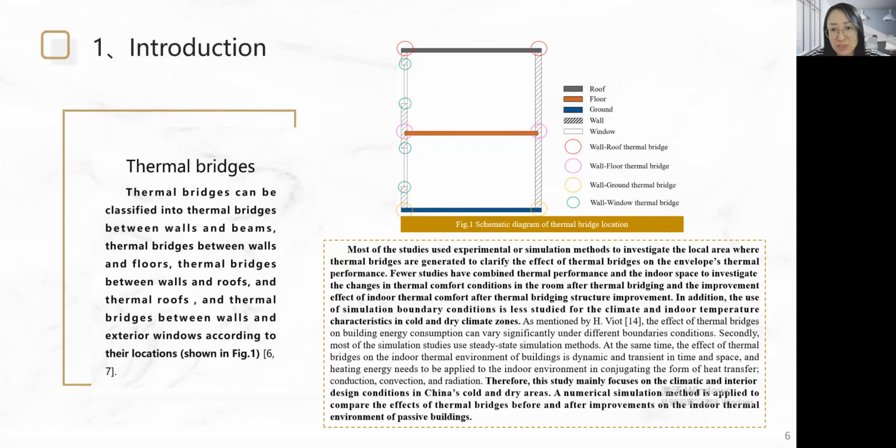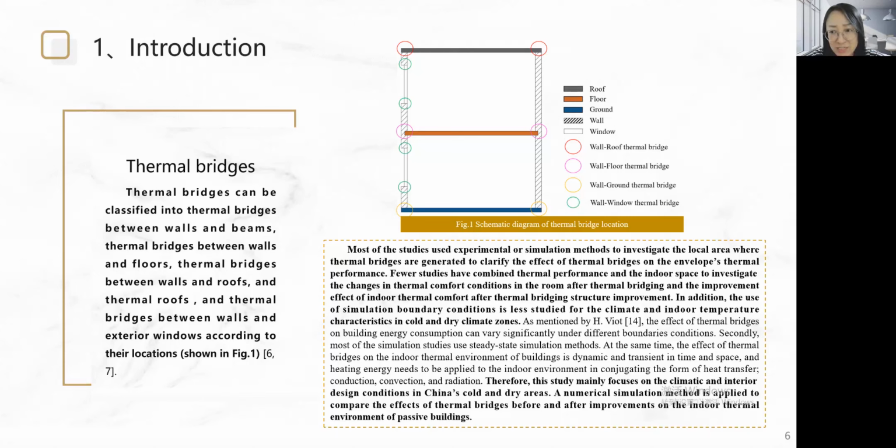Most of the studies used experimental or simulation methods to investigate the local area where thermal bridges are generated to clarify the effect of thermal bridges on the envelope's thermal performance. Fewer studies have combined thermal performance and the indoor space to investigate the changes in thermal comfort conditions in the room after thermal bridging and the improvement effect of indoor thermal comfort after thermal bridging structure improvement.